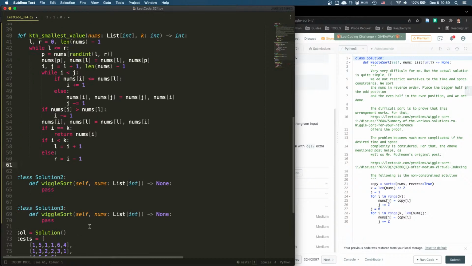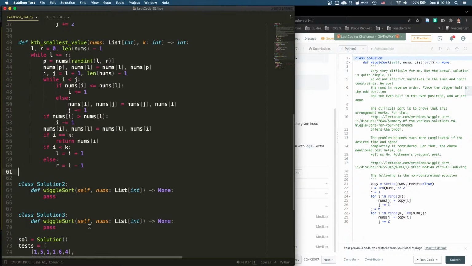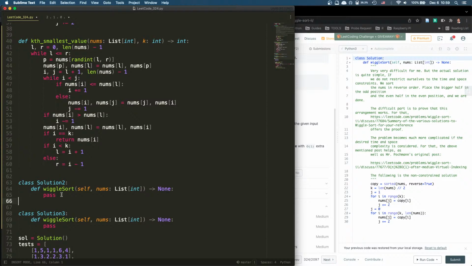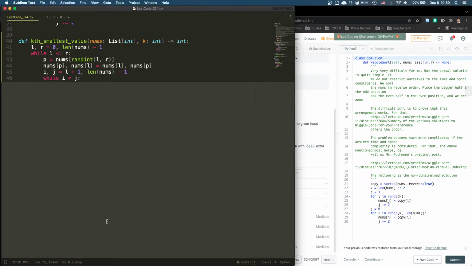We probably need to test this just in case, to see if it's correct or not. How do we test this? We go here, right? And we just say print kth smallest value nums. So I'm going to do this, and I'm going to run it.